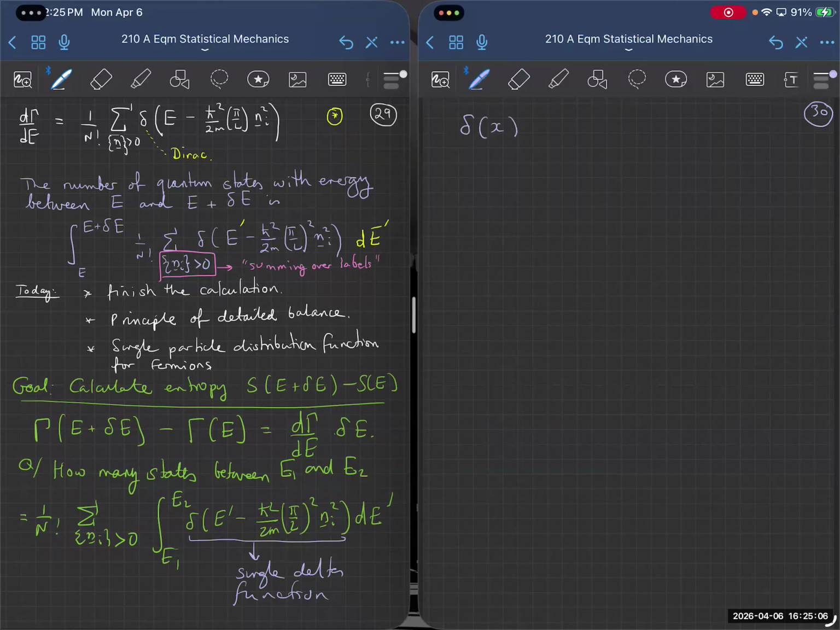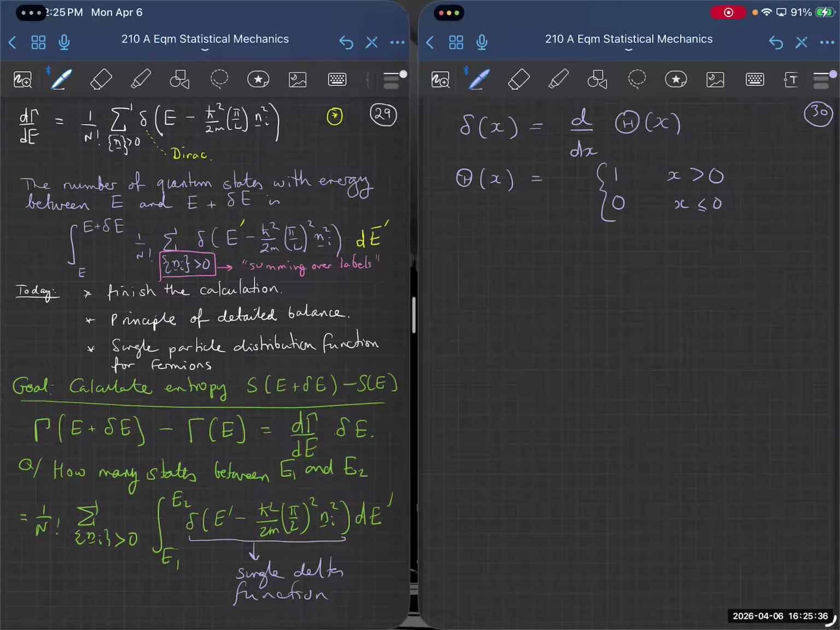I can think of a delta function as the derivative in space, d/dx, of what's called the Heaviside function, theta of x, which is equal to 1 if x is greater than 0, and 0 if x is less than or equal to 0. So if I differentiate that function, that gives me a delta function. So when I integrate the delta function over here on the left-hand page, that just gives me a Heaviside function.